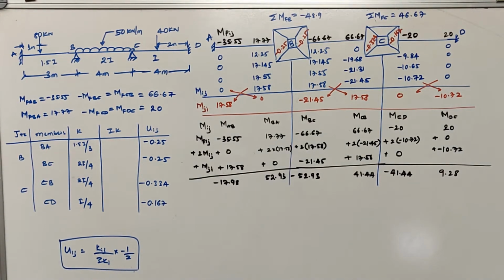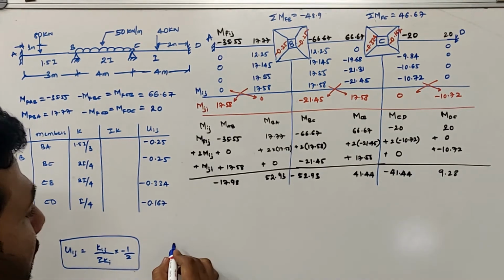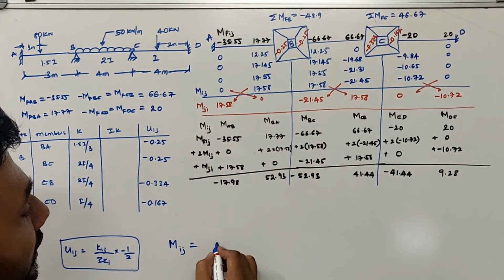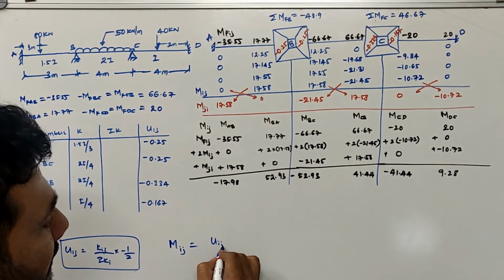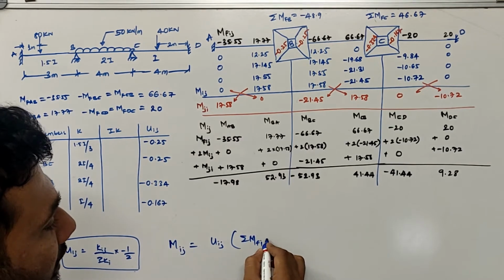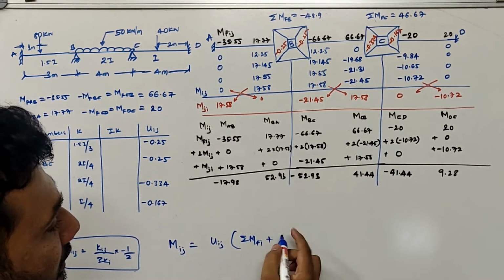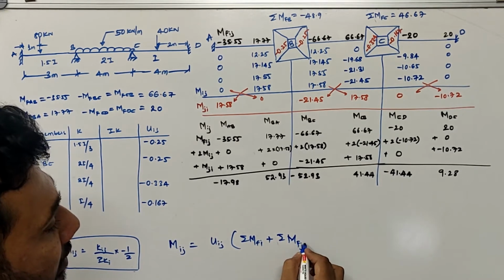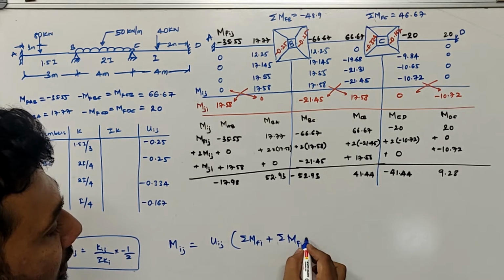So how to calculate the rotation moments? We'll go back to that equation. I hope you all remember that. If you want to calculate Mij, then Mij will be equal to Uij multiplied by the summation of MFi plus the summation of Mji.